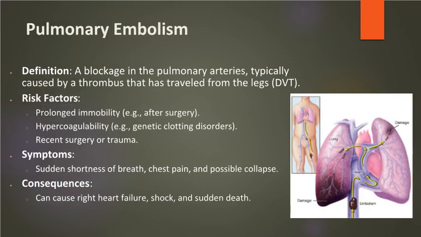Pulmonary embolism is a severe complication of DVT, where a thrombus travels to block pulmonary arteries. Risk factors include immobility, such as post-surgical bed rest; hypercoagulable states, from genetic or acquired conditions; trauma or recent surgery. Symptoms range from mild shortness of breath to sudden death. PE can cause right heart strain, circulatory collapse, and hypoxemia.